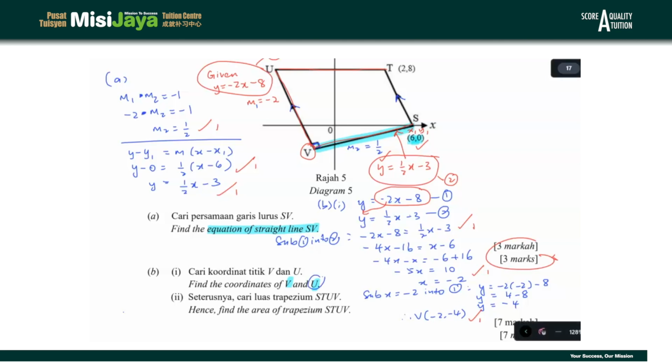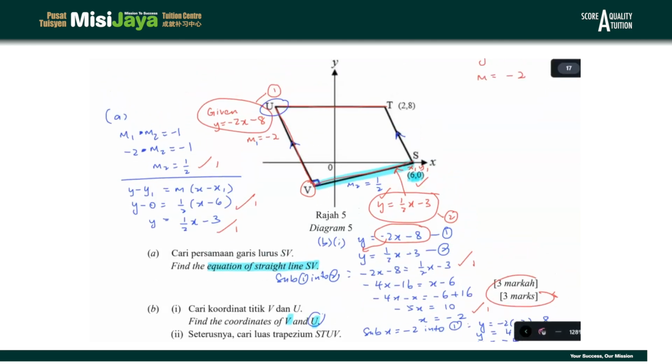Okay, so where is coordinate U? U is over here. This line is a horizontal line, so the gradient is 0. Which means the y here is the same as 8. The y coordinate is 8, but we don't know what the x is here. So I'm going to put U as (x, 8).